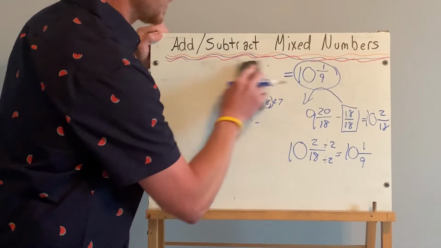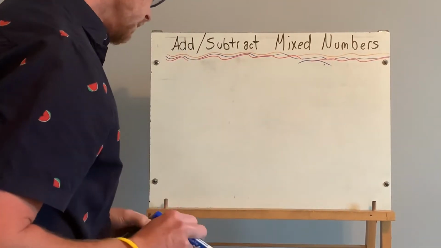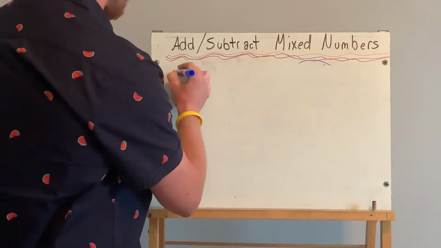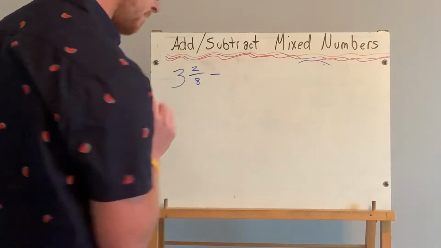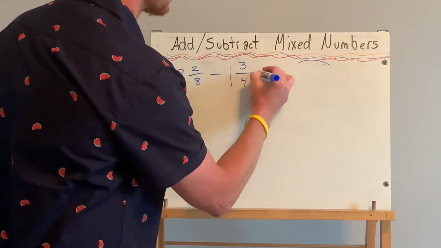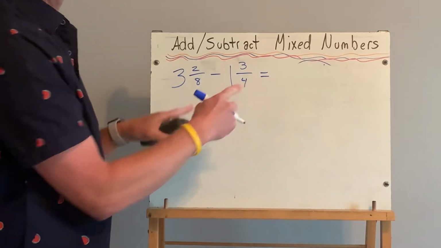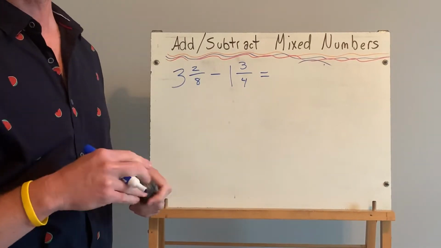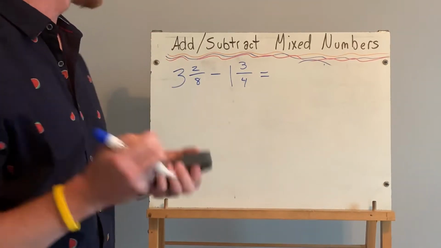So let's take a look at a subtractive problem real quick. Okay. So we're trying to subtract 3 and 2/8 minus 1 and 3/4. Okay. So kind of same deal, guys. The first thing I notice, and I want you guys to notice, is our denominators are different. We have to make equivalent fractions using the same denominator.